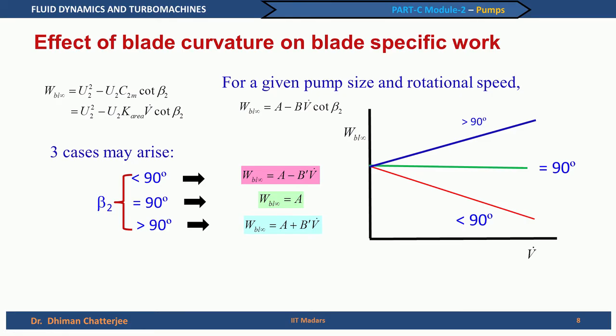Thus, we may be tempted to say that I would like to have a beta 2 greater than 90 degree, because it gives me higher head for a given volume flow rate. That is, if I draw a vertical line through here, we will find that at a given volume flow rate WBL infinity is more for the greater than 90 degree case. Of course, I have assumed that A is the same in all the three cases, but is it really true? This is what we would like to investigate now.